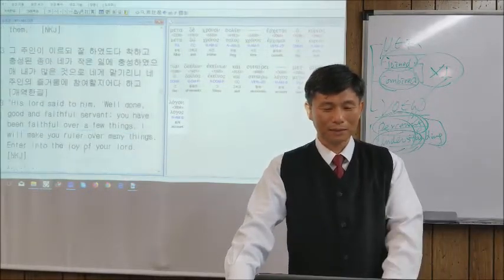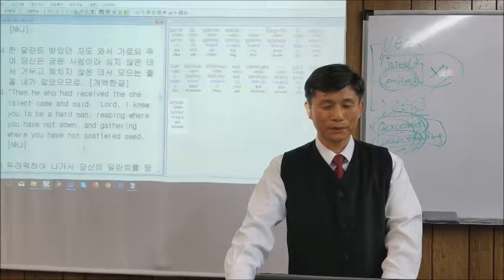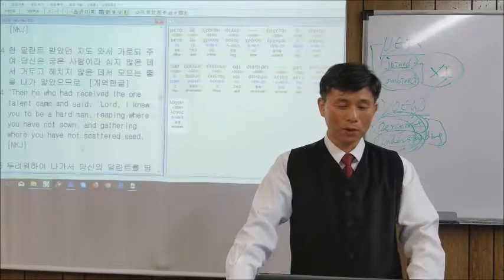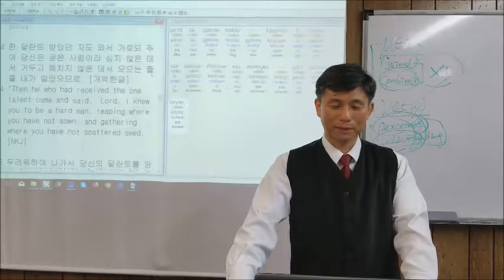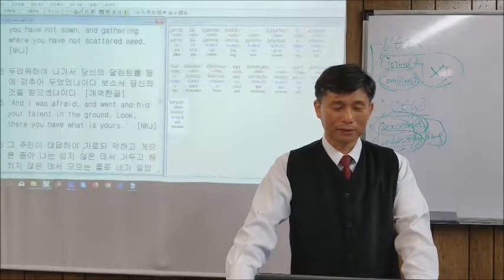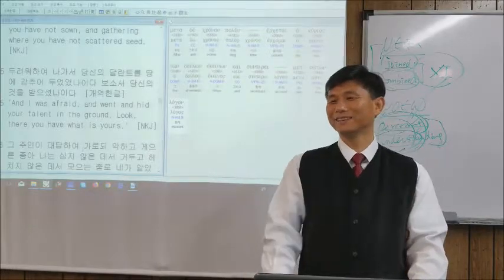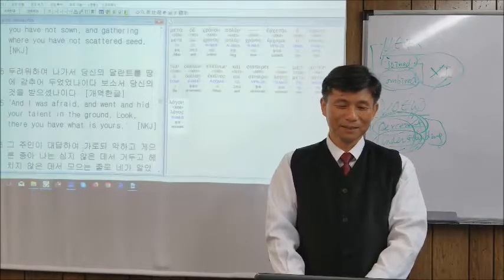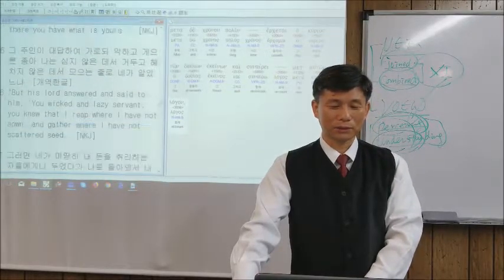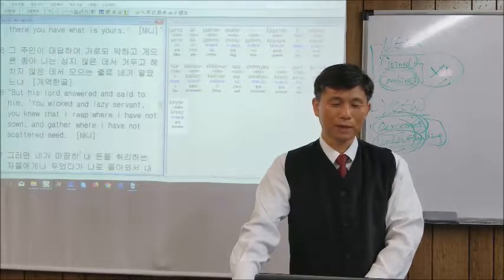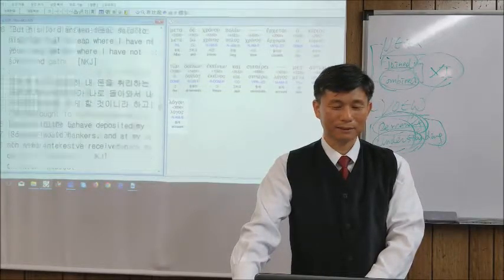But look at the one talent. What did he do? Then he who had received one talent came and said, Lord, I knew you to be a hard man, reaping where you have not sown and gathering where you have not scattered seed. And I was afraid and went and hid your talent in the ground. So he hid your word, right? He does not deliver. He does not reproduce. Look, there you have what is yours. But his lord answered and said to him, You wicked and lazy servant, you knew that I reap where I have not sown and gather where I have not scattered seed.